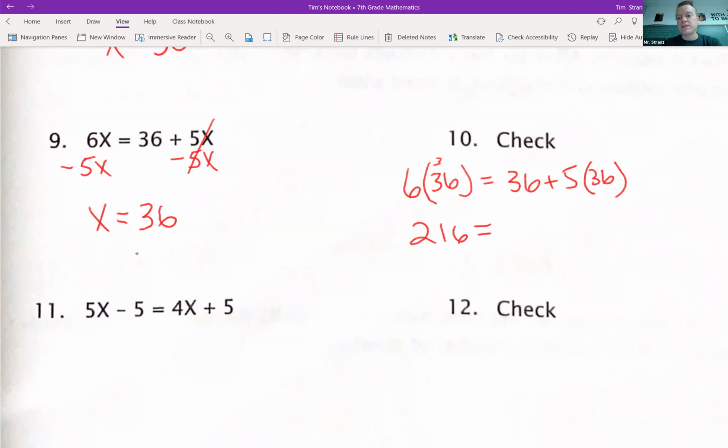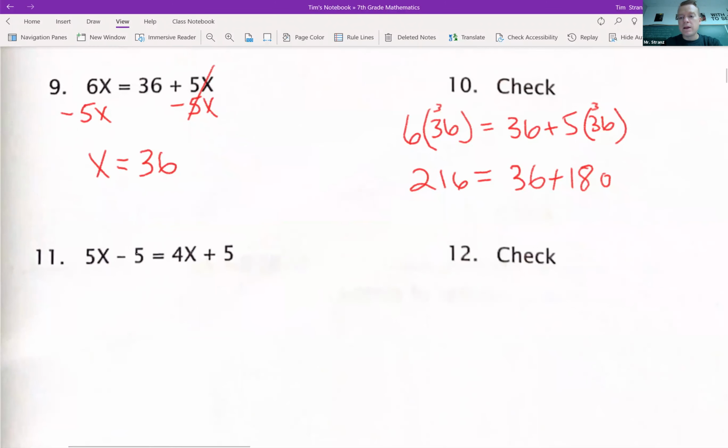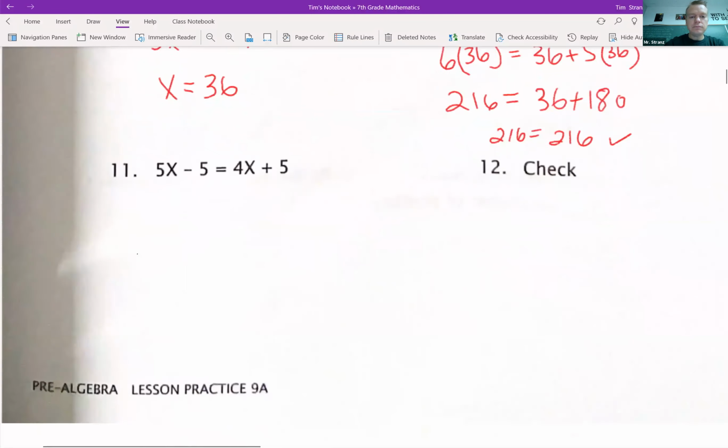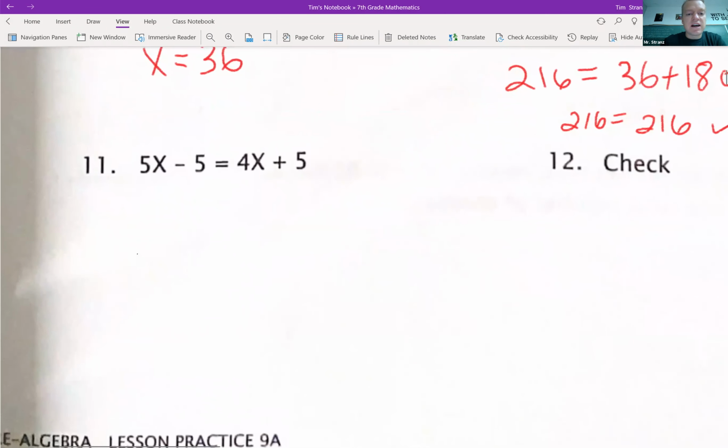But let's just do it just to see. So 5 times 6 is 30, carry 3. 5 times 3 is 15, plus 3 is 180. Add that 36 to it, and we can see that it is indeed going to be 216 equals 216. So your answer is correct. Okay, number 11. We got 5x minus 5 equals 4x plus 5.